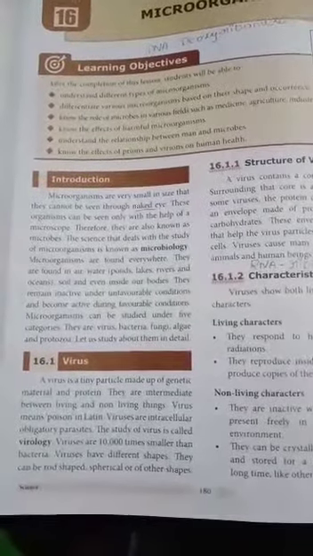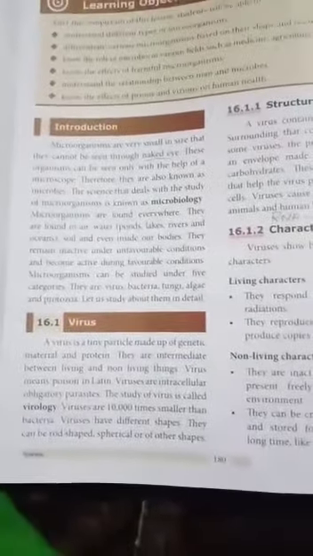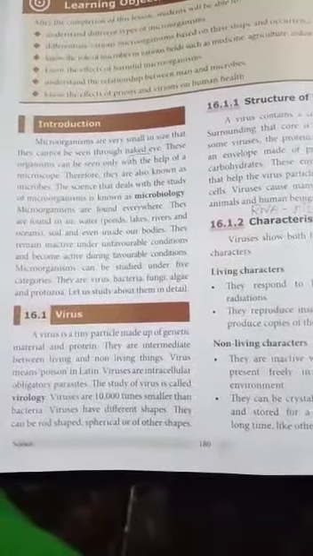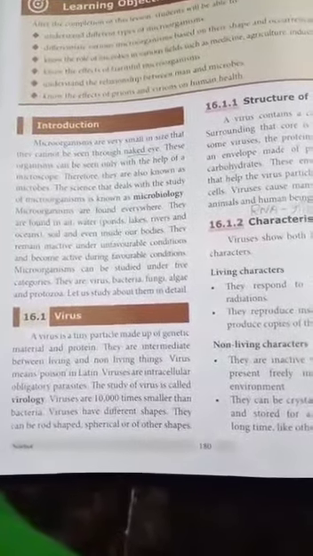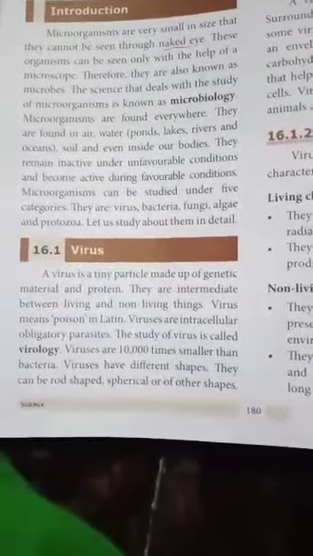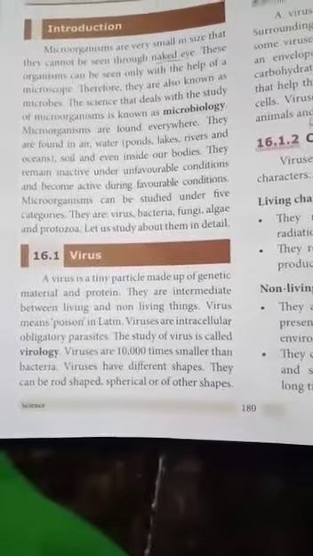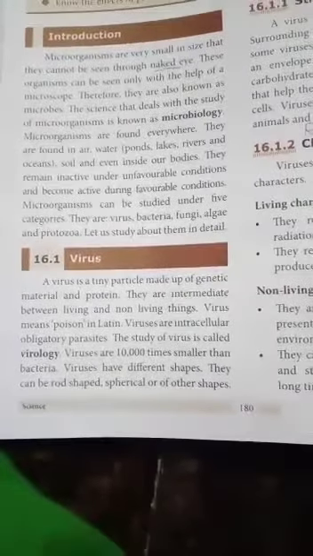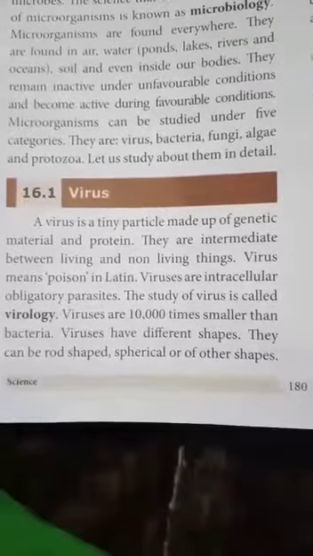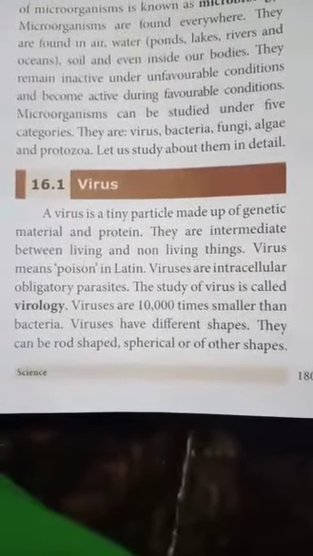Microorganisms are classified into 5 types: virus, bacteria, fungi, algae and protozoa, and we will be explaining all these 5 categories. First, virus. A virus is a tiny particle made up of genetic material and protein, and it is living as well as found in non-living things. Virus in Latin means poison, and the study of virus is called virology.